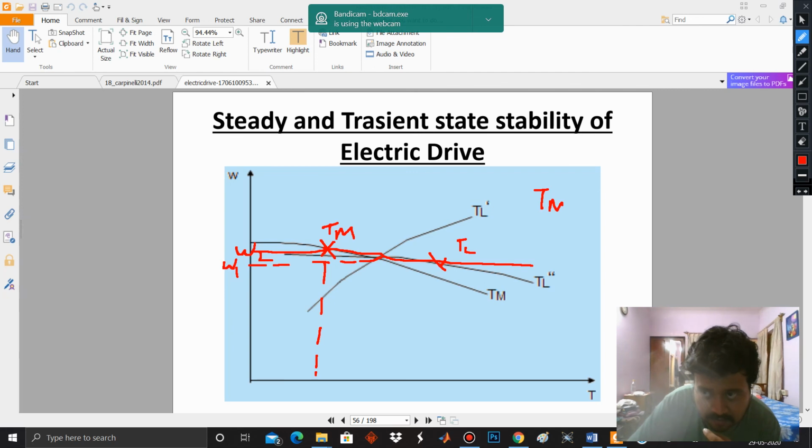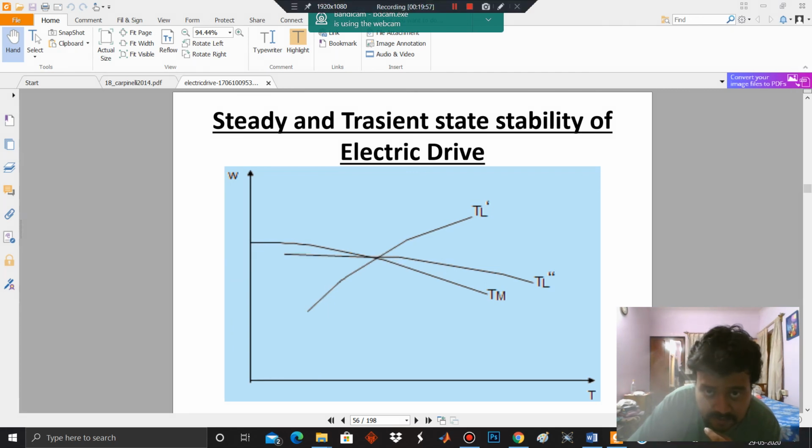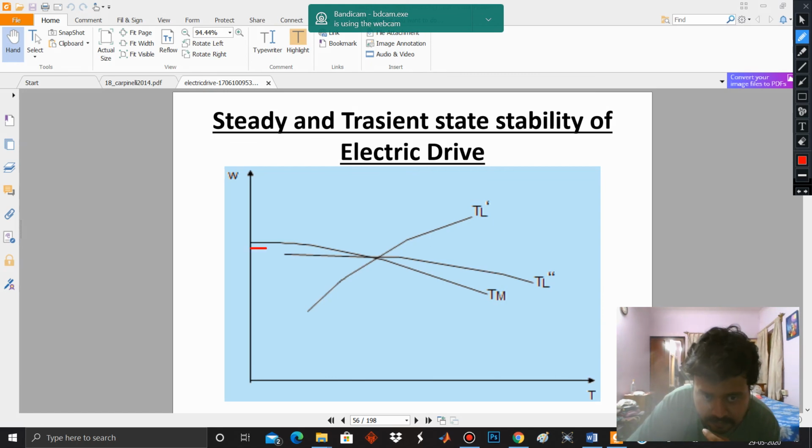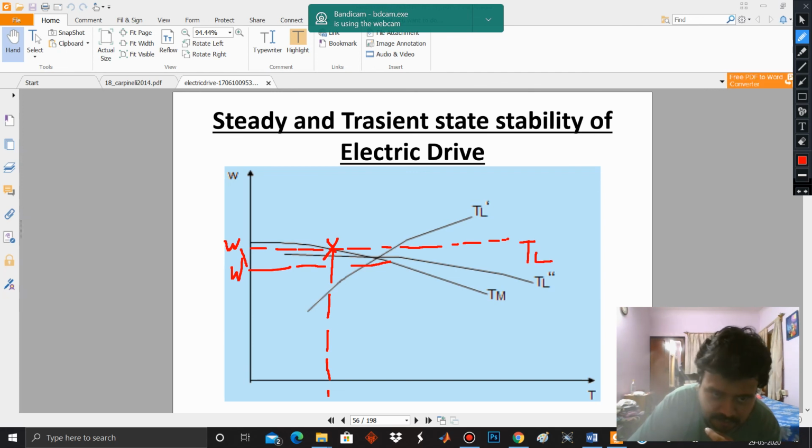So here I will draw it like this rather, it will be better. Now the intersection is only at tau m for an increase in speed from here. So this is omega, this is omega 1. That means we are not getting any tau L intersection. So that means automatically the system will collapse, because the operating speed should intersect both the motor torque and the load torque. So here also the system will be unstable.